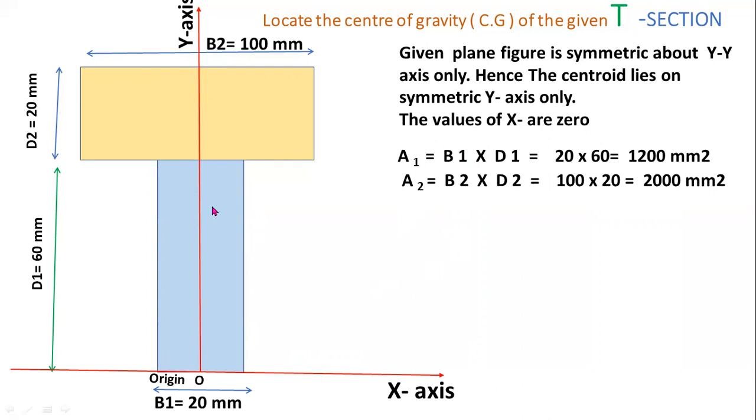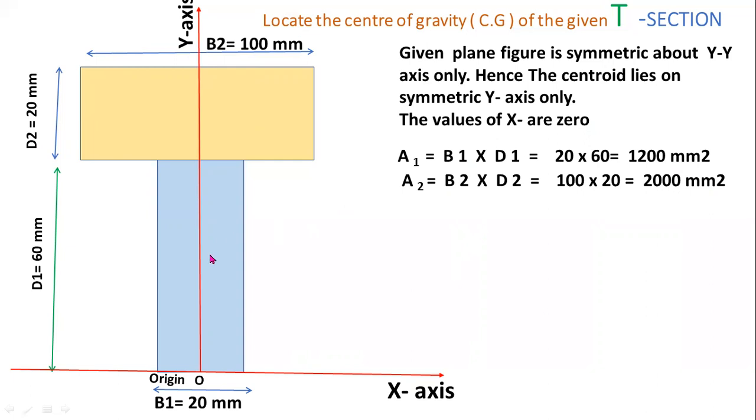A1 is the area of the bottom rectangle, A1 equal to base B1 into depth D1, B1 into D1 equal to 20 into 60 equal to 1200 mm square, and A2 is the area of the top rectangle, A2 equal to base 2 into depth 2. B2 equal to 100 mm and D2 equal to 20 mm. Now 100 into 20 equal to 2000 mm square is the area of the top rectangle.